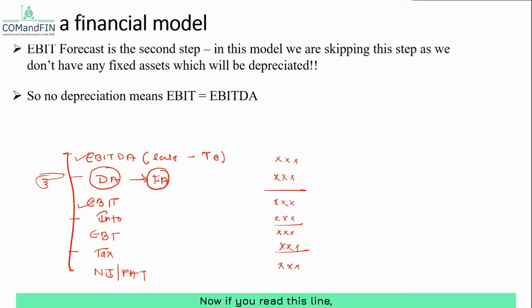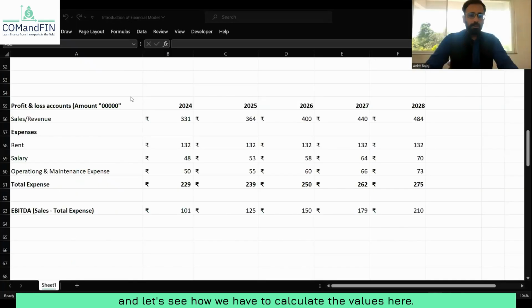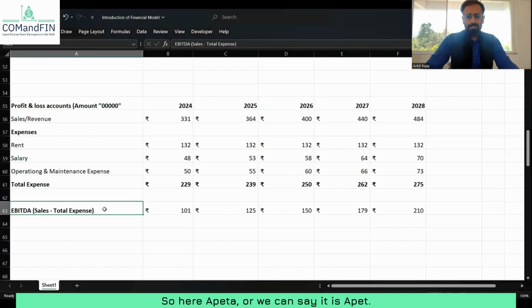Now, if you read this line, you will get more idea. EBIT forecast is the second step in this model. We are skipping this step as we do not have the fixed assets which will be depreciated. So no depreciation means EBIT is equivalent to EBITDA. So let's jump to this Excel again and let's see how we have to calculate the values here. So here EBITDA, or we can say it is EBIT.